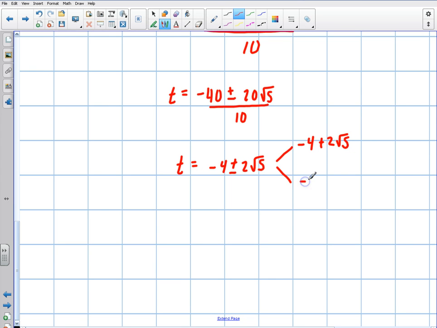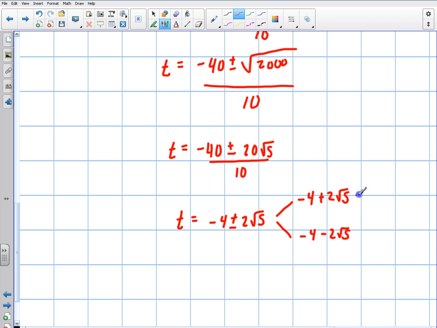Now, if I took negative 4 minus 2 root 5, I'm going to get a negative answer. So if I was using this equation, I would get two answers. This one comes out to be about 0.472 seconds. And this one comes out to actually be negative 8.472 seconds. Well, let's just say seconds here.